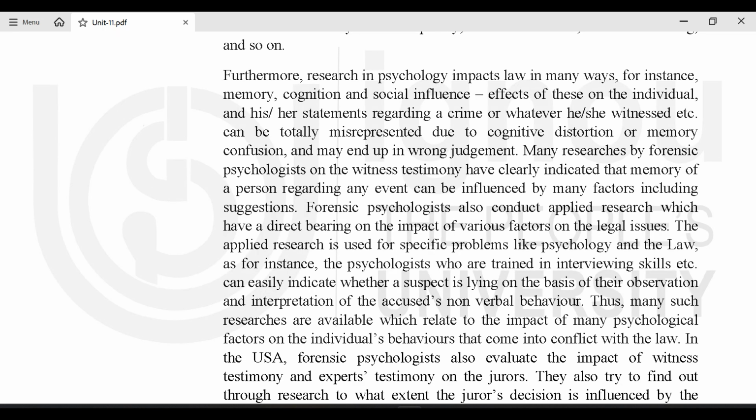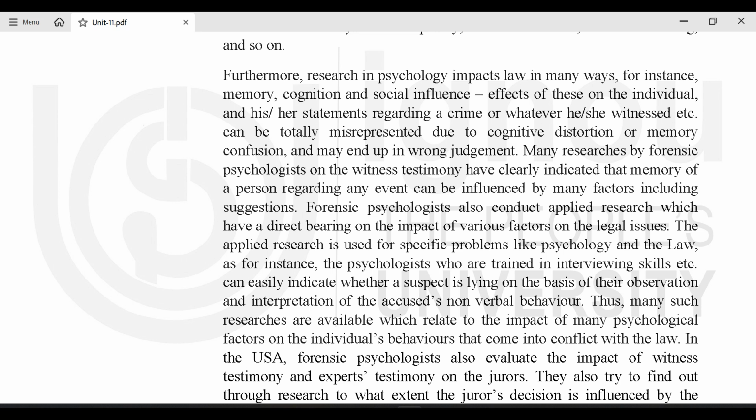Furthermore, research in psychology impacts law in many ways, for instance, memory, cognition and social influence effects of these on the individual, and his/her statements regarding a crime or whatever he/she witnessed etc. can be totally misrepresented due to cognitive distortion or memory confusion, and may end up in wrong judgment. Many researches by forensic psychologists on the witness testimony have clearly indicated that memory of a person regarding any event can be influenced by many factors including suggestions.